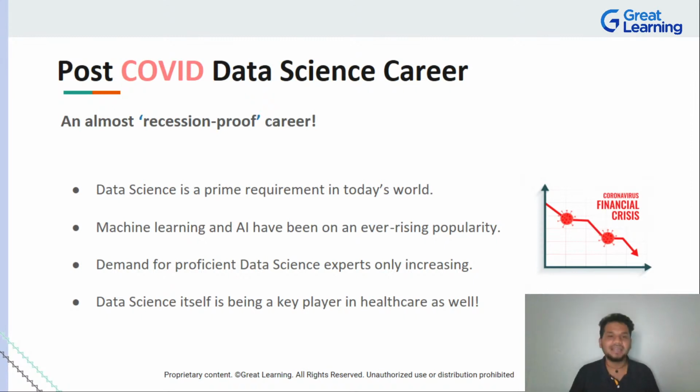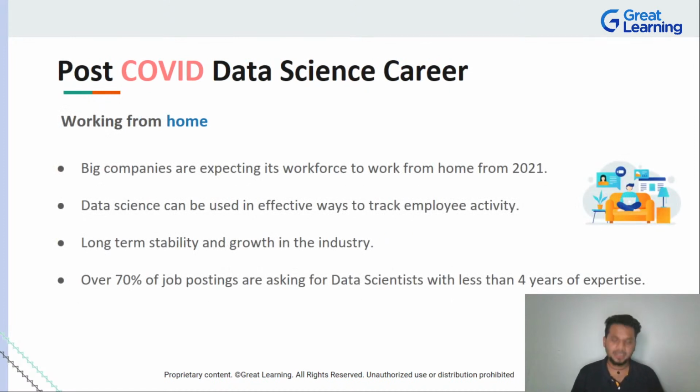They are never decreasing. So if you're ever thinking about having a career in data science, right now would be the most perfect time for you guys to get started with it. But then having a career right now, I'm sure you guys will be very curious about it.